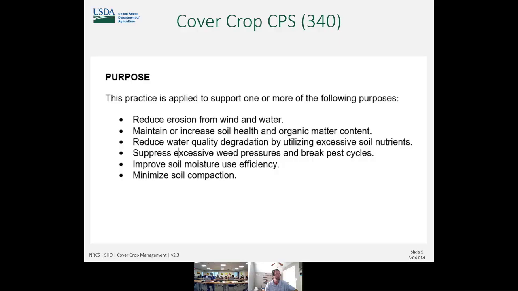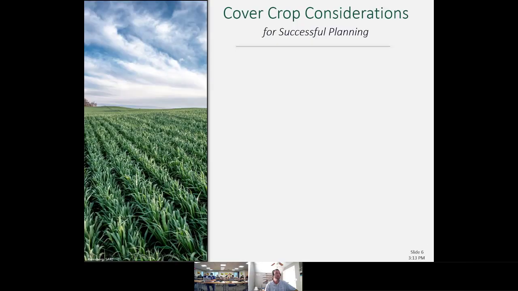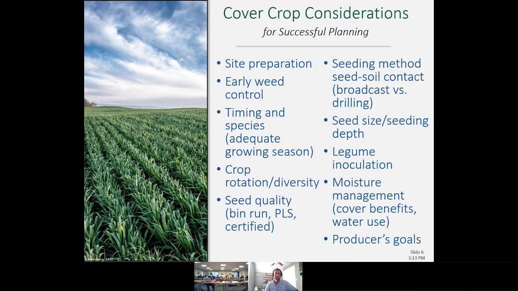And we can see where, as a planner, we can get this information to support us in our planning endeavors with these producers. So there are some things we need to think about in terms of successful planning for cover crops. There are several different considerations that we need to take into account. Things like site preparation. Do we need to start with a clean slate? Are we anticipating maybe some winter or summer annuals to come on as soon as that crop is harvested, before we establish that cover crop?